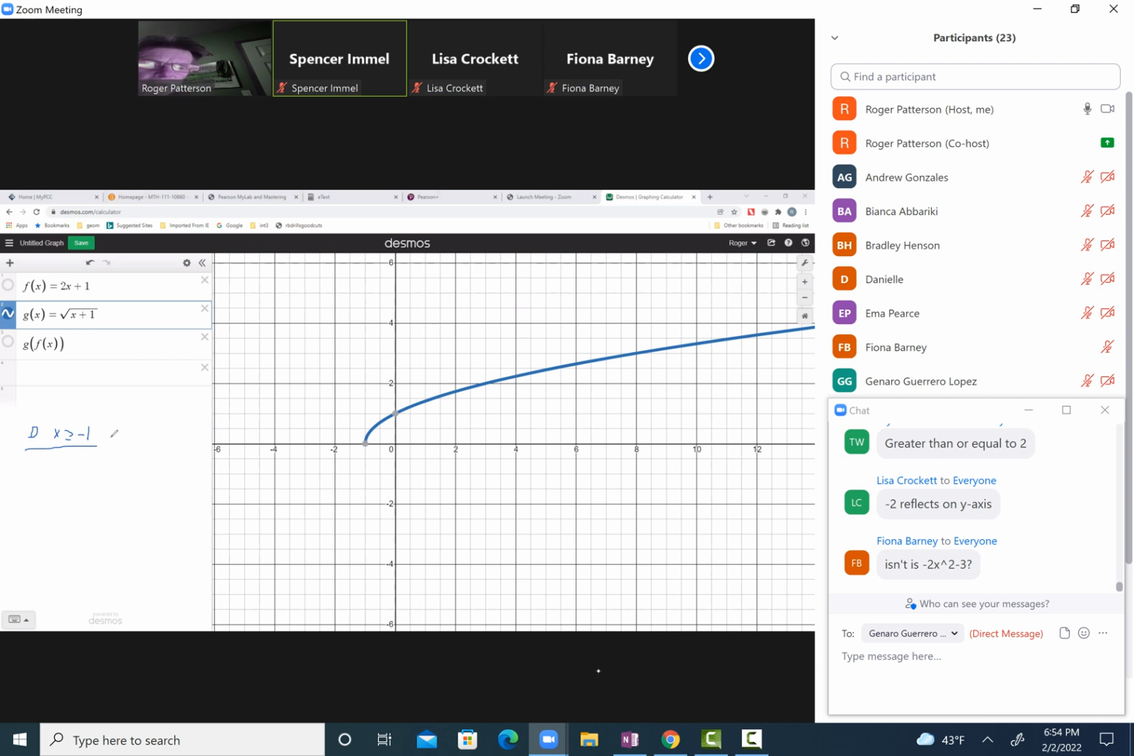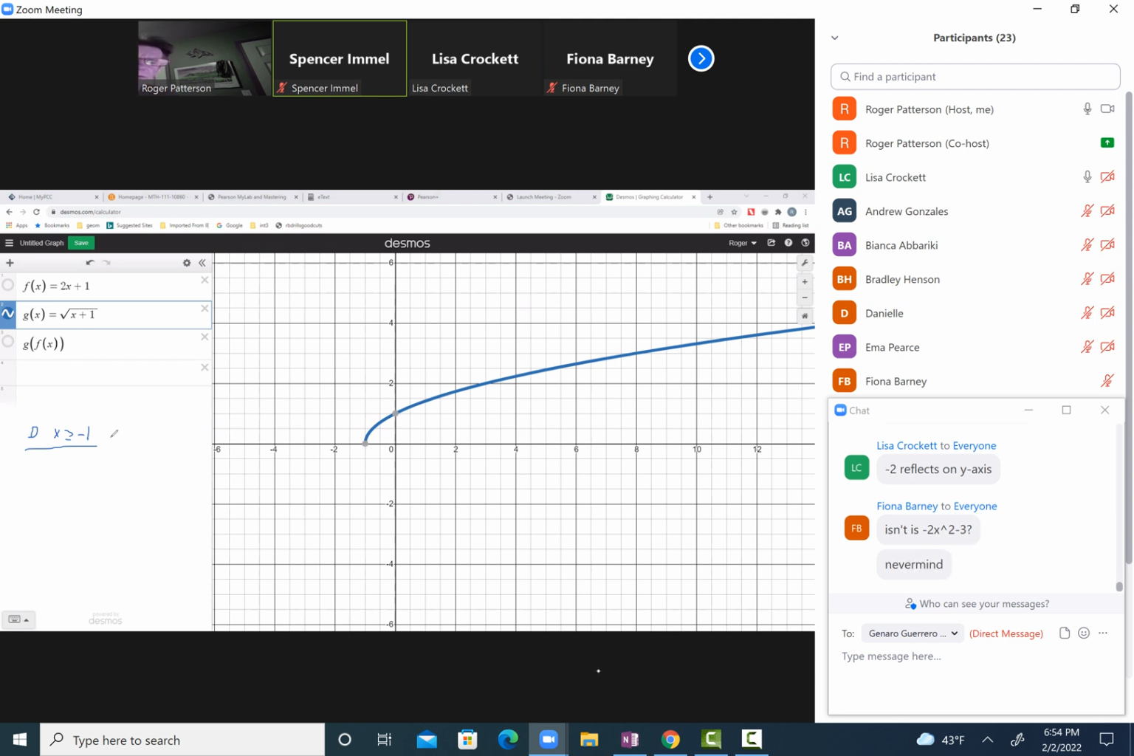I'm getting stuff here. Isn't 2x squared? Did I mess up, Fiona, and write it wrong? I may have. I wasn't paying attention. Sorry. Just yell at me if I don't get you. Never mind. Okay.